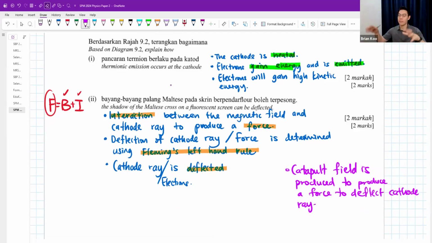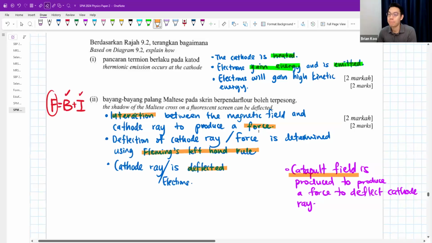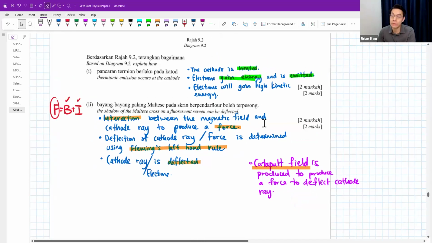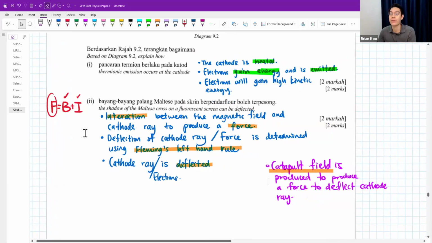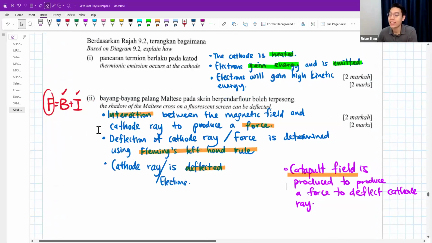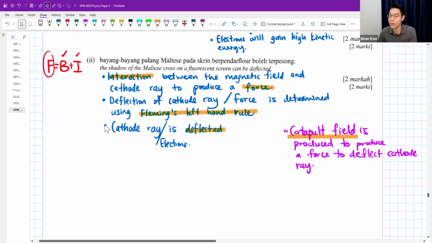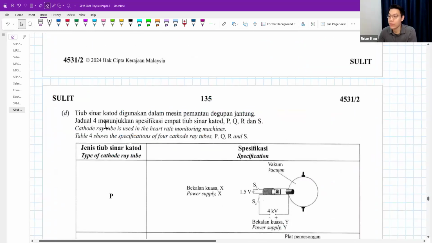Right? All this is under the same concept, but it's only 2 marks. So you can write anything you know, and if your points touch on any of the points, then you're going to get full marks. Yeah, catapult field also can. Okay, but the first sentence itself can give you 2 marks already. Interaction, and also that produces a force. That's why you get a deflection. Okay, and then you can throw in Fleming's left-hand rule. Throw in catapult field if you know.